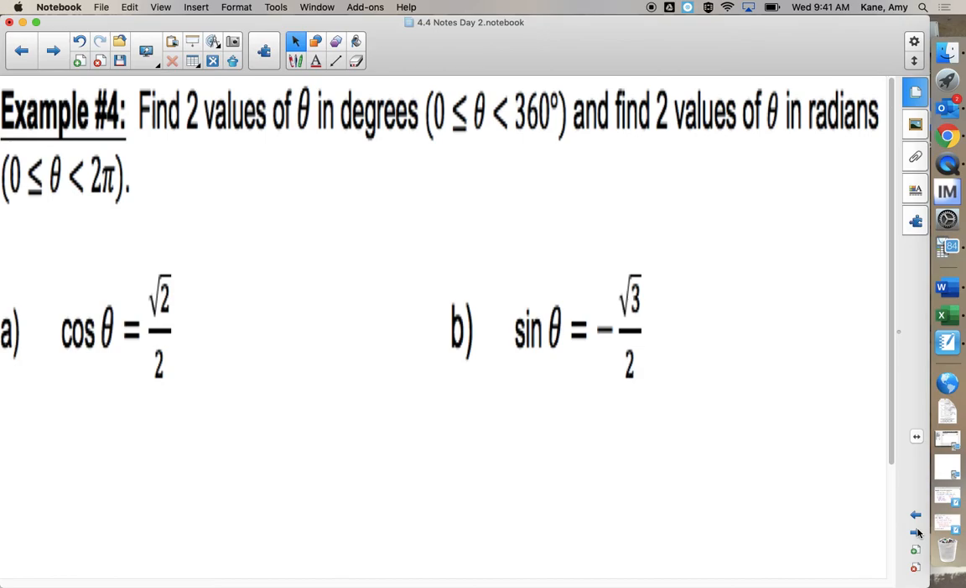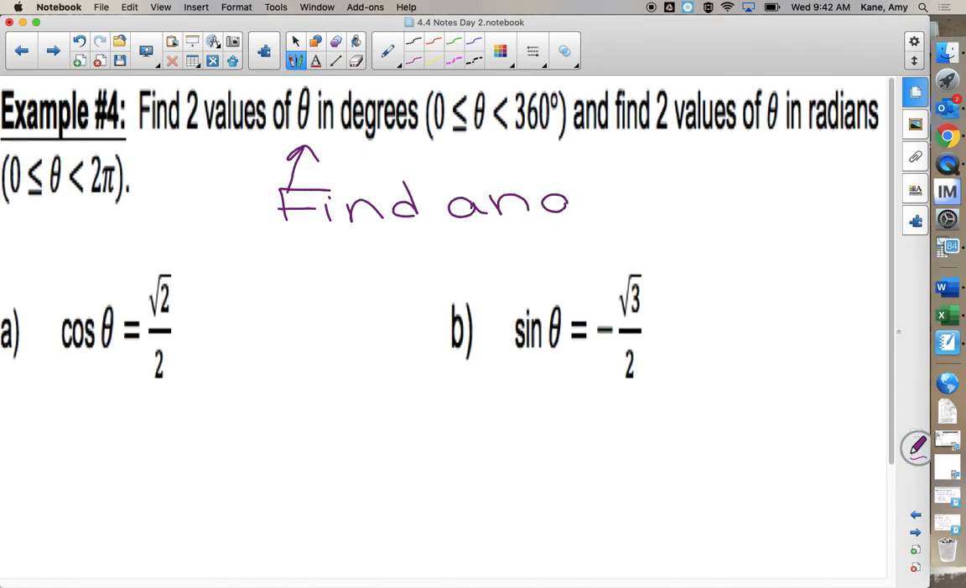Which we did a little bit in section 4.3. So this one says find 2 values of theta in degrees from 0 to 360 and 2 values of theta in radians from 0 to 2 pi. How many answers should we have? 4. What are we trying to solve for in this problem if we're finding theta? What's theta mean? Angle. So here we are finding the angle.